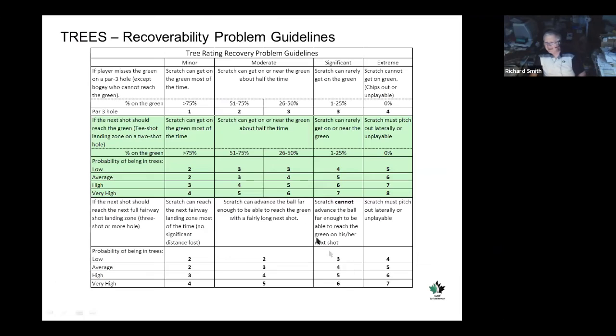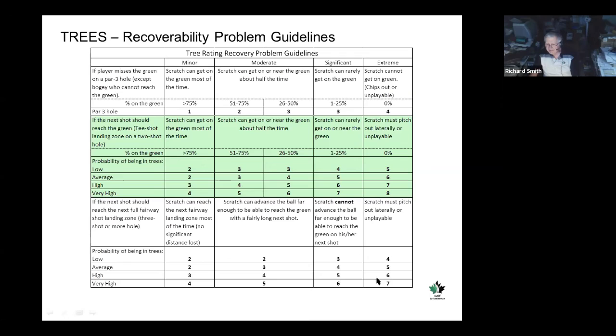Let's go back to that. Having to pitch out laterally or be unplayable can happen with a low probability, i.e. they're probably not that close to your green or to your landing zone. Or it can be very high, and that would tend to happen if the trees are pretty close to the center of the line of play as well.